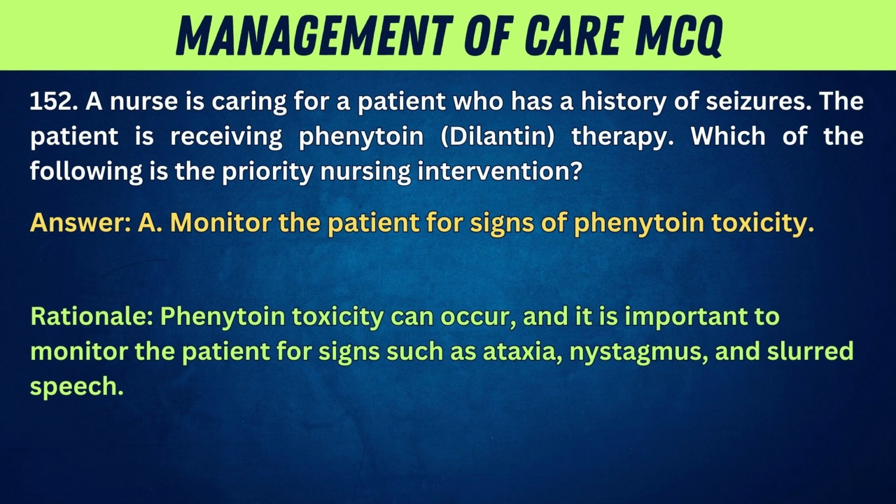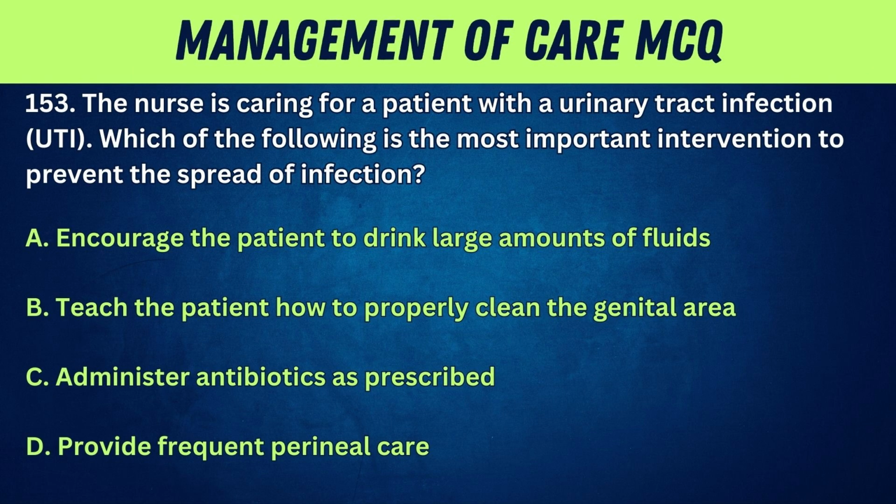Answer: A. Monitor the patient for signs of phenytoin toxicity. Rationale: Phenytoin toxicity can occur, and it is important to monitor the patient for signs such as ataxia, nystagmus, and slurred speech. 153. The nurse is caring for a patient with a urinary tract infection, UTI. Which of the following is the most important intervention to prevent the spread of infection?